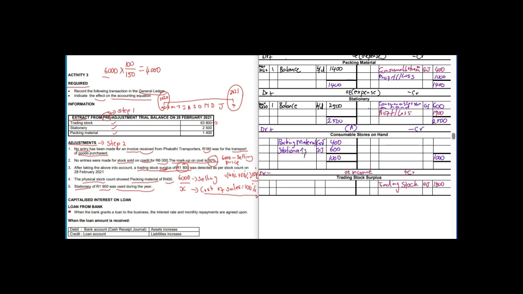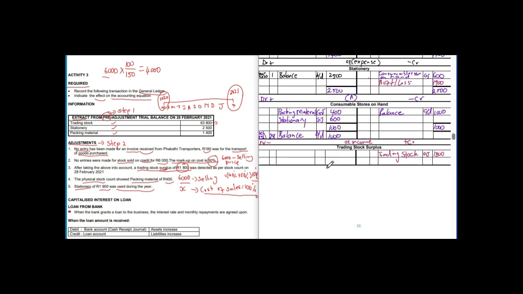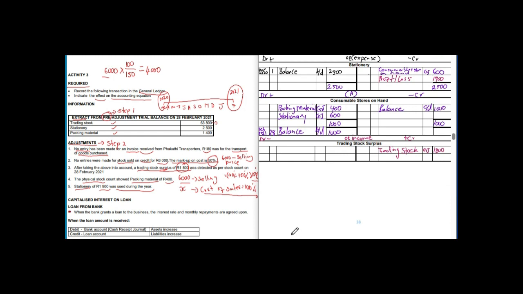What is left under consumable stores on hand is an asset, meaning we will close it using balance carried down, 1,000 rand. Once we have balance carried down, we also need to show the balance brought down of 1,000. At the end, our consumable stores on hand on the 28th of Feb 2021 are 1,000.